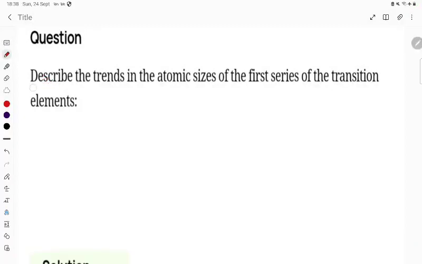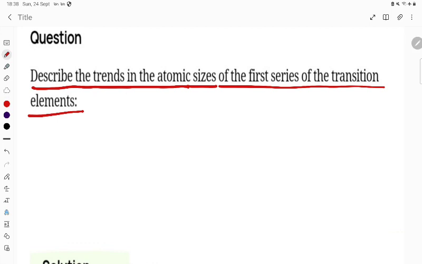What is the problem? Describe the trends in the atomic size of the first series of the transition elements. What is the atomic size of the first series of transition metals? Okay, so first series of the transition metals, what are they, student?